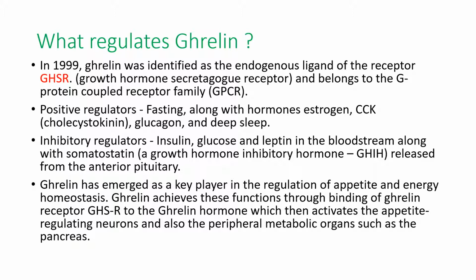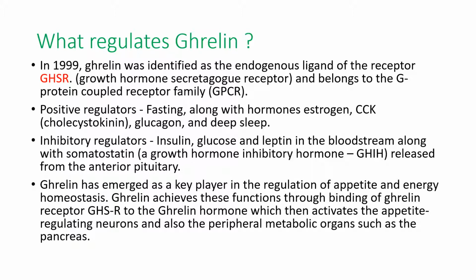So what regulates ghrelin? In 1999, ghrelin was identified as the endogenous ligand of the receptor GHSR and belongs to the G protein coupled receptor family. Ghrelin has both positive and inhibitory regulators. Some of the positives include fasting, i.e. not eating for a long time, along with the hormones estrogen, CCK, glucagon, and also deep sleep. Inhibitory include insulin, glucose, and leptin in the bloodstream, along with somatostatin, which is a growth hormone inhibitory hormone, released from the anterior pituitary.